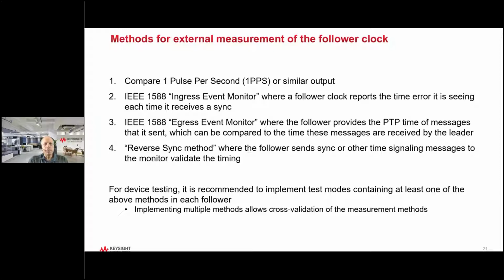I'm going to jump into methods for external measurement of the follower clock. The first method that we've discussed is just comparing a pulse per second or similar output. The second method is to use a 1588 ingress event method, which I'll discuss in a minute, where a follower clock reports its time error. This is similar to the self-measurement, except it's reporting its self-measurement to an external device. The 1588 egress event monitor, where the follower provides the PTP time of transmit of certain messages, and that can be compared.